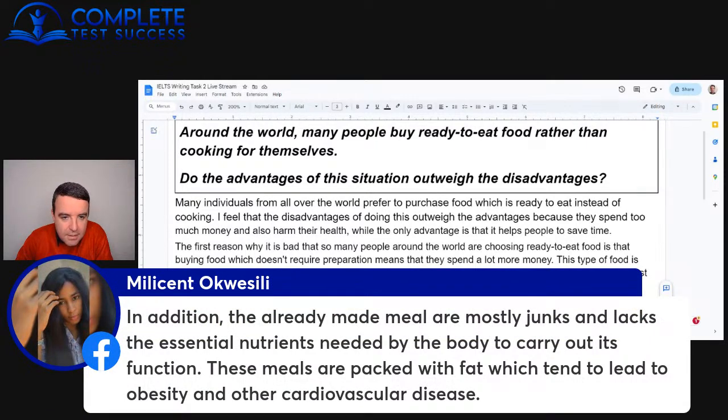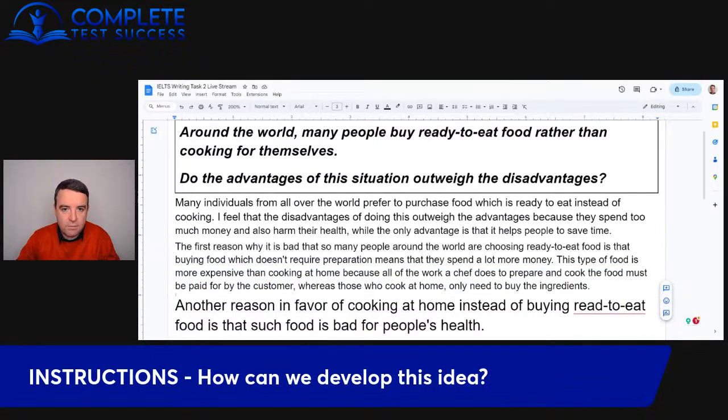Hi, Millicent. In addition, the already made meals are mostly junk. Well, generally junk would be stuff we don't need anymore. So we talk about junk food, but you would need to use that as a fixed expression. You can't just say junk, because junk is something different. And lacks the essential nutrients needed by the body to carry out its functions. These meals are packed with fat, which tends to lead to obesity and other cardiovascular diseases. Okay, great. This is perfect. So just give me a moment to find that, and I'll add that to the paragraph. So basically, we're explaining why this food is unhealthy. So that's Millicent.